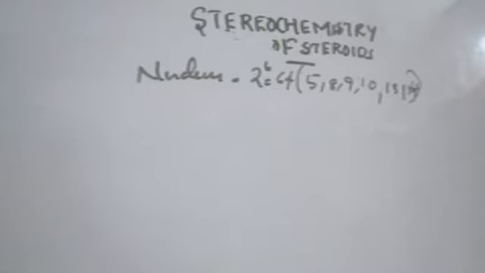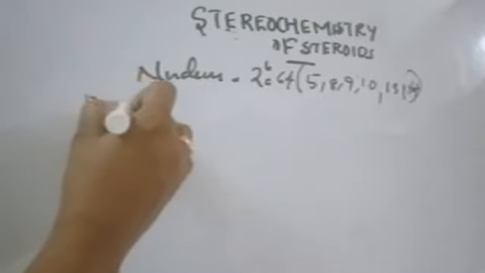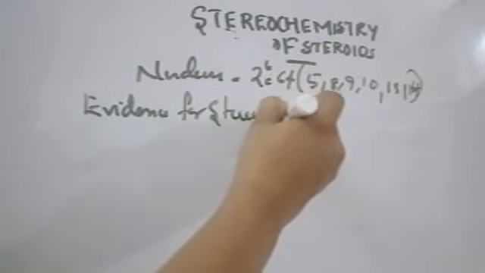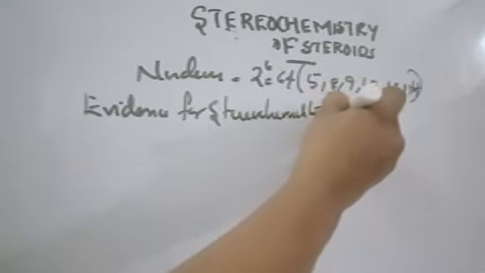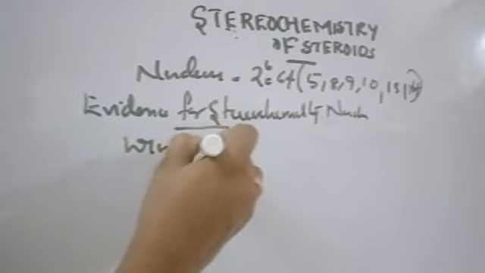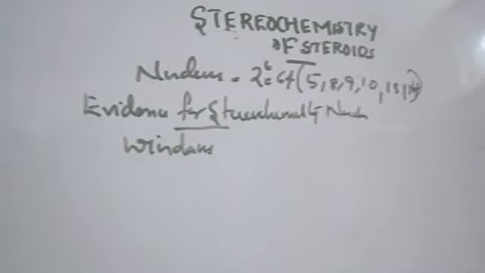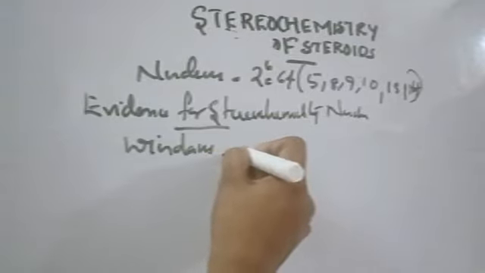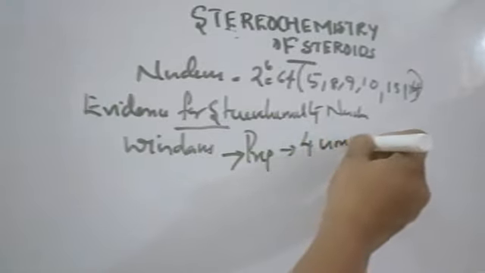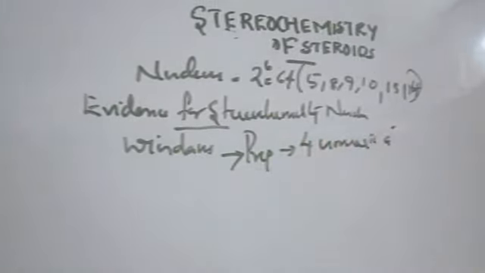Next we have to know the evidence for the stereochemistry of the nucleus. That is Windaus, a scientist who prepared 4 isomeric acids. So then we have to consider the evidence for the stereochemistry of the nucleus.